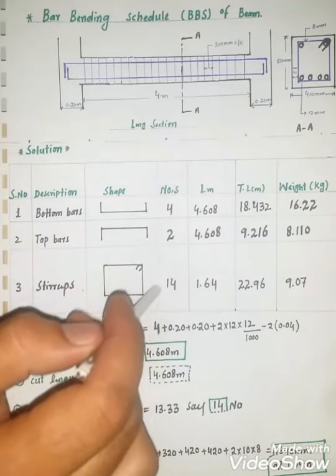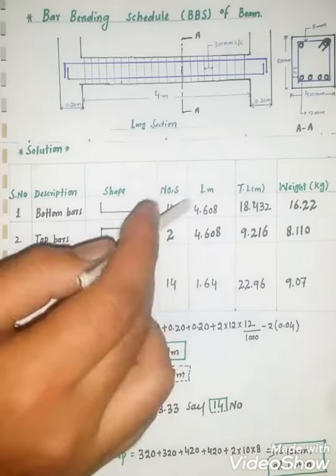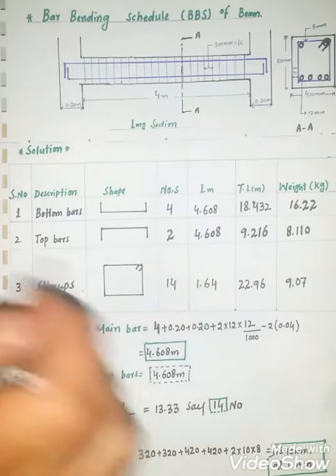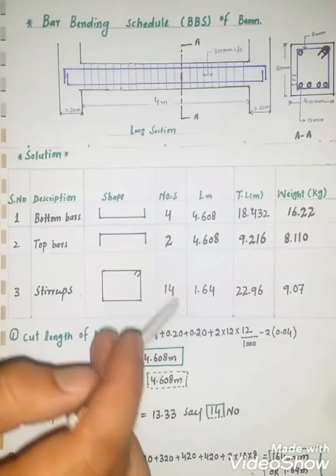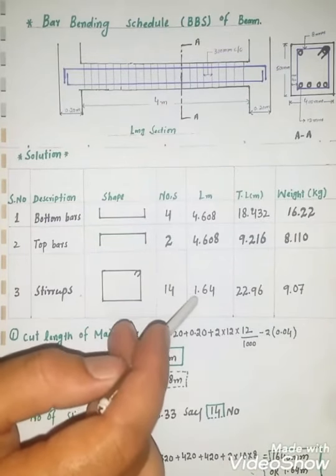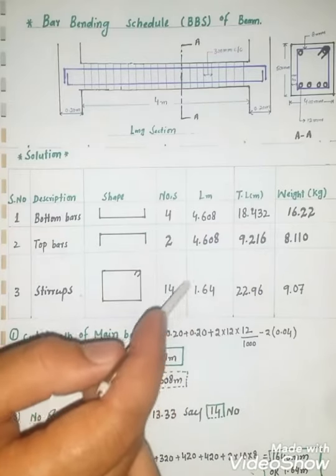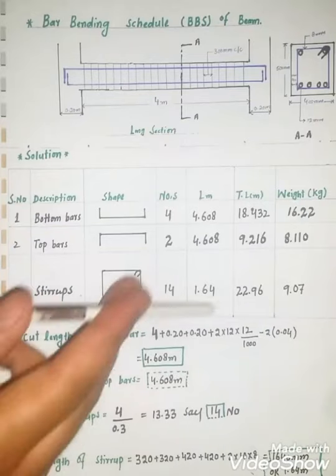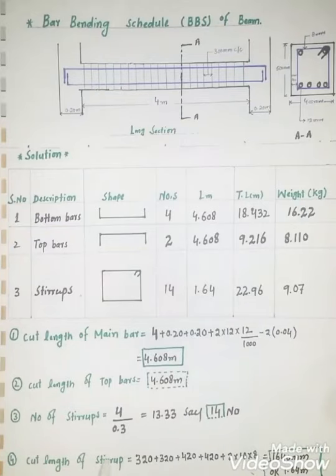The number of stirrups is 14 and the length of one stirrup is 1.64. How to calculate this length for stirrups? This is the cut length. By this formula we calculate this length. Cut length of stirrups is equal to 320. What is this value?